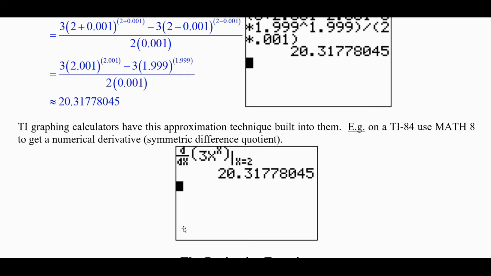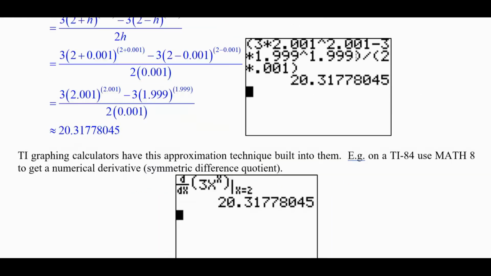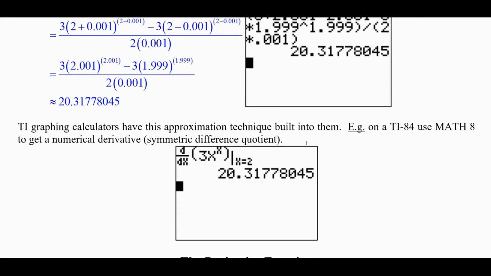For example, on a TI-84, use Math 8 to get a numerical derivative, which is a symmetric difference quotient. On the newer calculators, it looks like Leibniz notation for derivatives: d over dx of, and you put your formula in here, 3x to the x power, such that x equals, and then you put in 2. You put the variable x here, the formula in terms of x, and then the x value. And look, it's exactly the same numbers. So that's what it's doing. It's doing a symmetric difference quotient with 0.001.